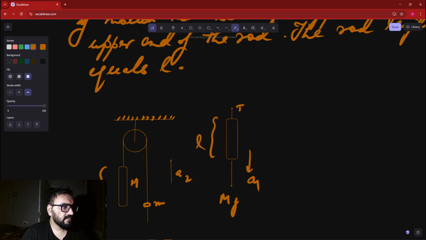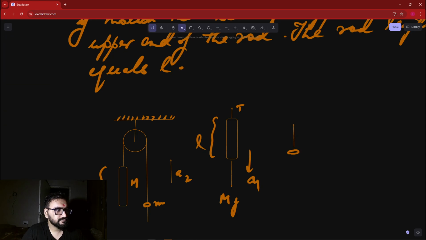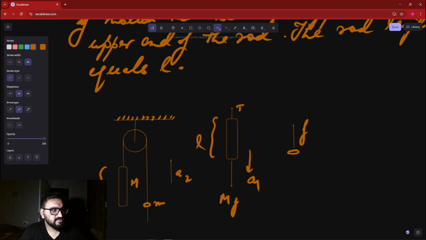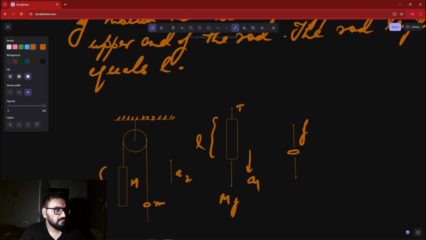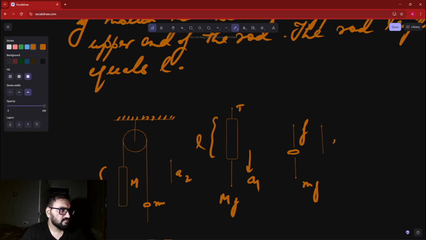Okay, and this is my ball. The forces that are acting on it is some frictional force. Let's say it is F. Okay, and there would be its weight acting in the downward direction. It will be mg, and we have assumed that it is going to move under the influence of these forces in the upward direction with an acceleration a2.